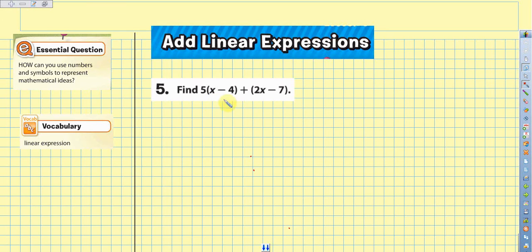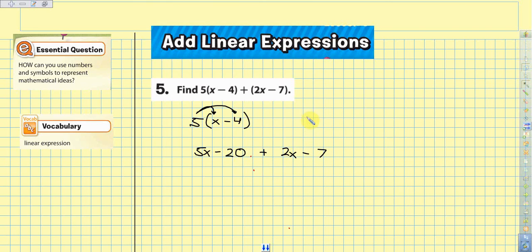So let's rewrite this so we can work with this. The first thing that I'm going to work with is the distributed property. Okay, so what I'm going to do is I'm going to distribute the 5. What do I mean by that? 5 times x, 5 times a negative 4. 5 times x is 5x. 5 times a negative 4 is negative 20. And then I'm going to add 2x minus 7.